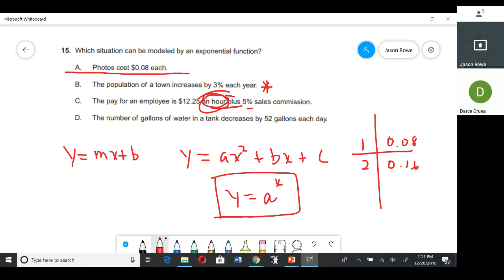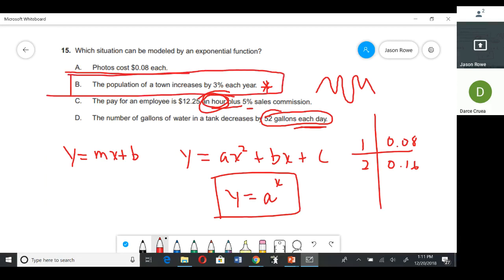Well, it depends on your sales. So it might be more of a jumpy graph. And then the number of gallons of water in a tank decreases by 52 each day. So that's a constant rate of change. Constant rates of change are not exponential.